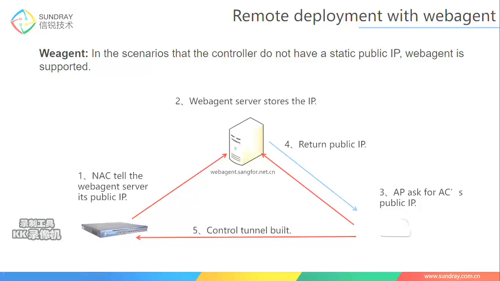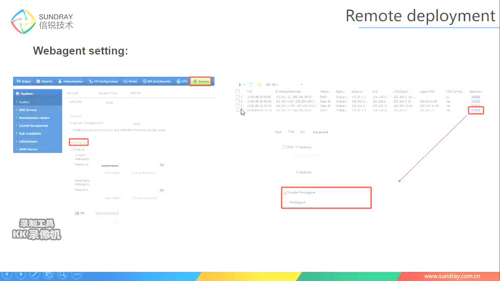So this is a free service offered by Sudnray, but because the server is in China, it may not be stable or may go down. If the customer does not mind, we can offer the free service, but we have to state that. So this is where we set the web agent.